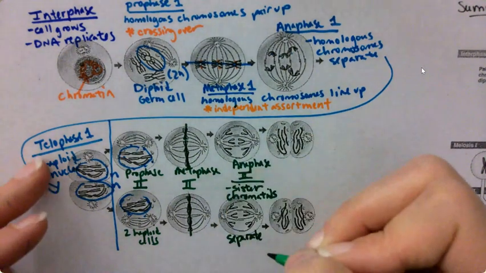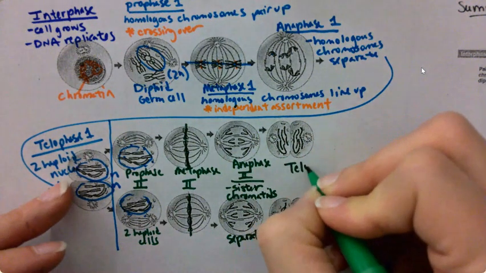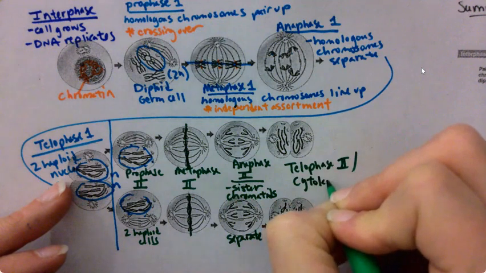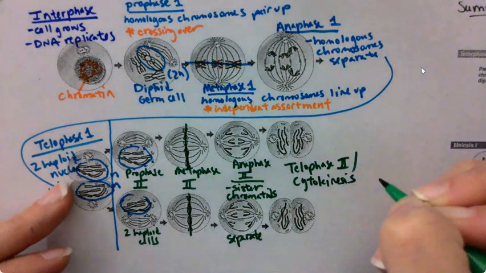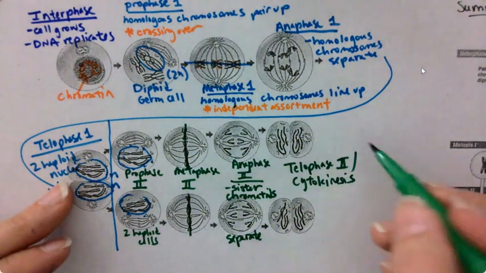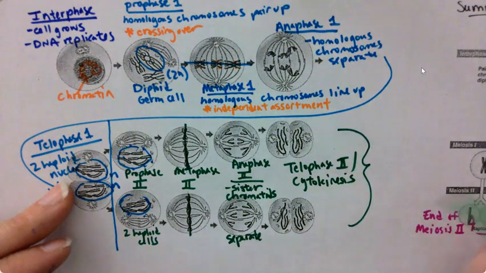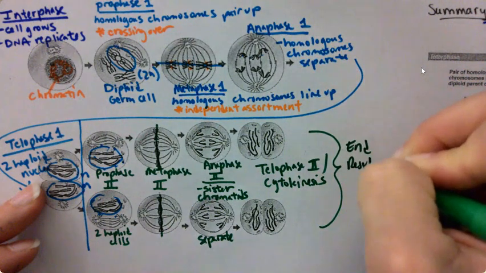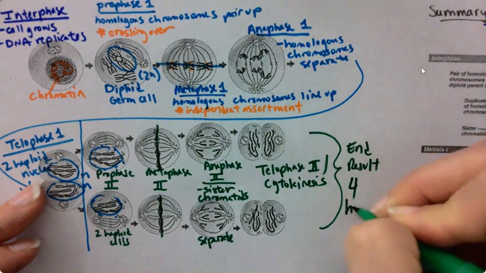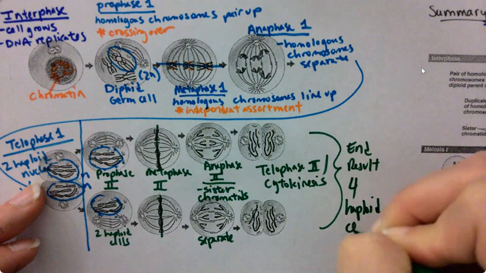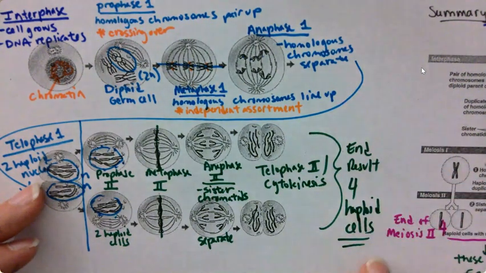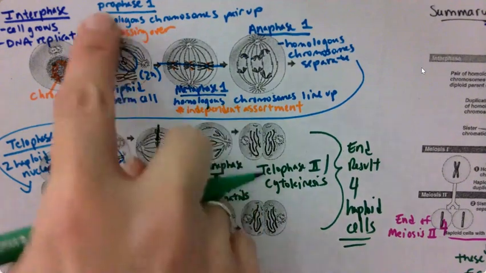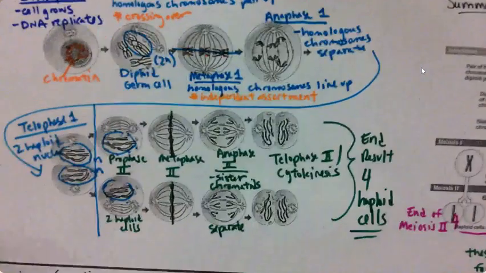In these 2 cells. And then you have telophase 2 / cytokinesis, right? And this is the end, and your end result is 4 haploid cells. So let's briefly go over how crossing over and independent assortment are going to increase genetic variation down here.